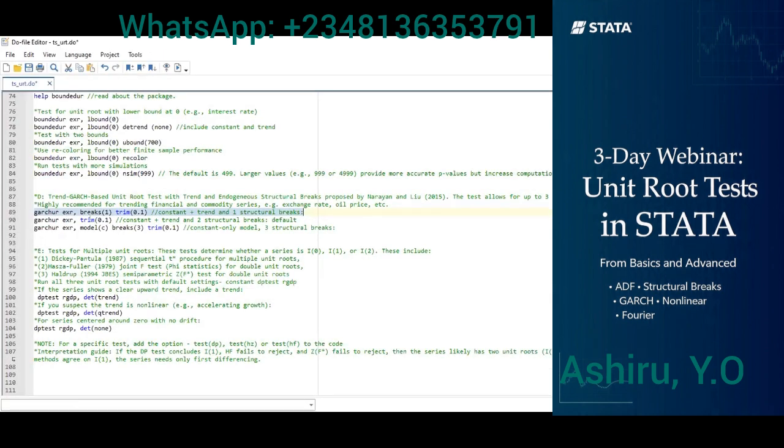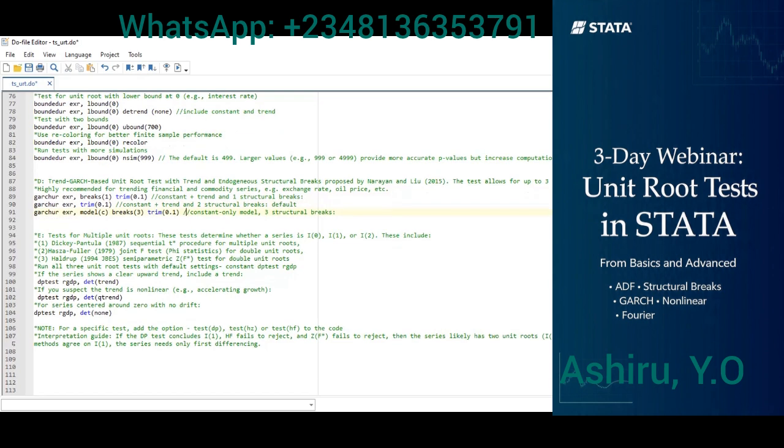Yes. Okay, so we can also do it for 2 breaks. We can also do it for 3 breaks and so on and so forth. So we can always run that. I'm going to exclude that; I'm not going to do that.